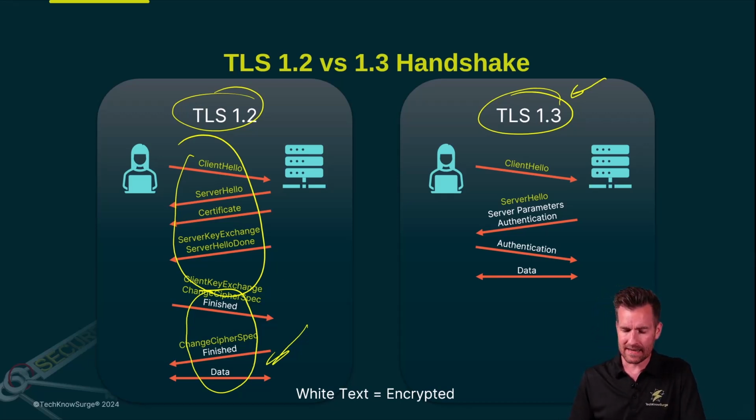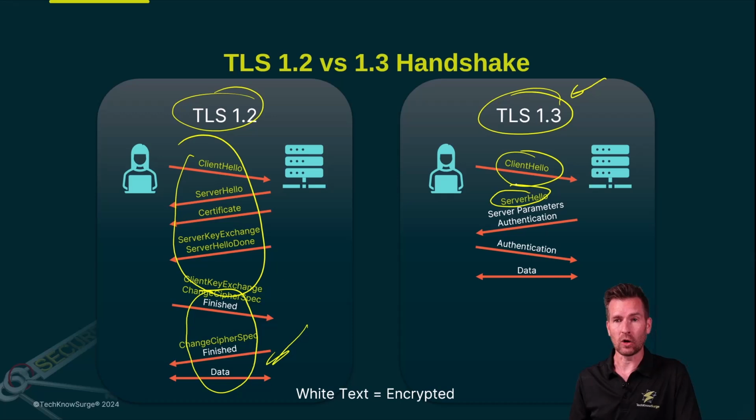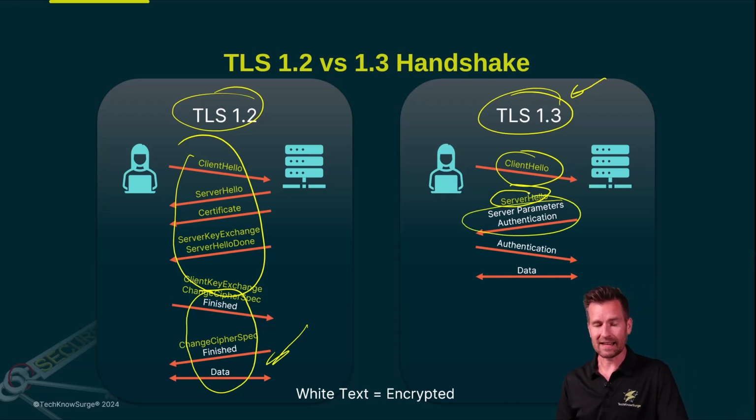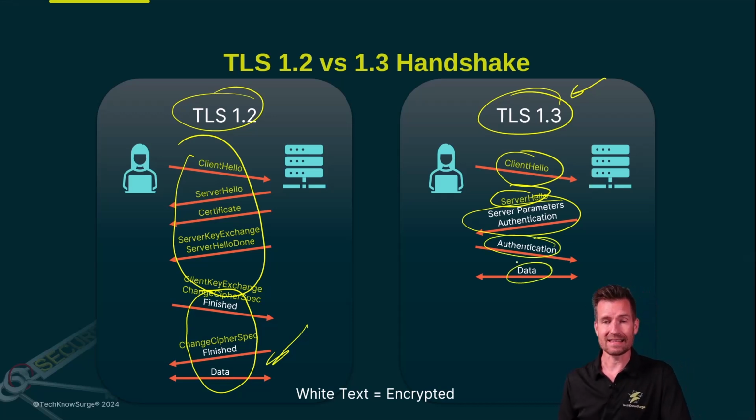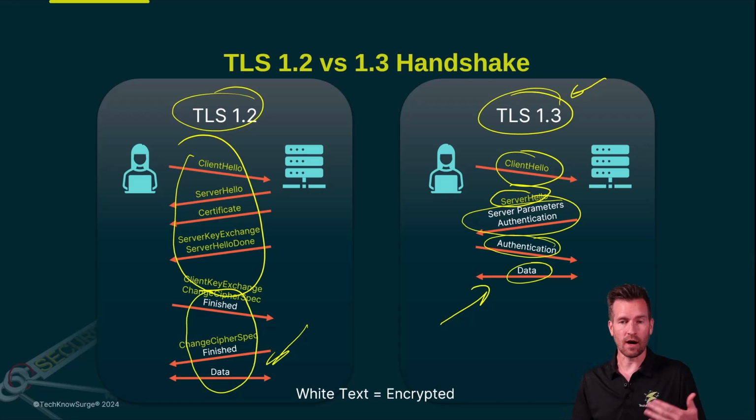And so what do we see with TLS 1.3? Well, first of all, we see a client hello. We see the server says hello. We exchange the server parameters and authentication. We have the client sending an authentication, and then data is getting back and forth. So data is flowing much sooner. Our transferring of the data is happening much sooner. Plus, we have encryption happening much sooner as well.